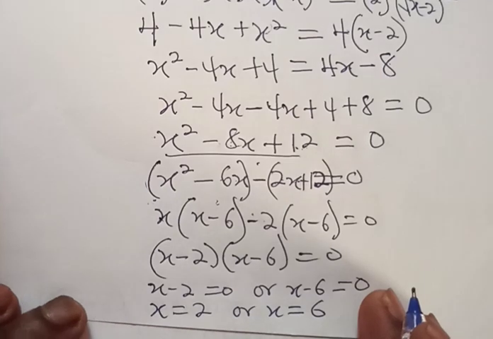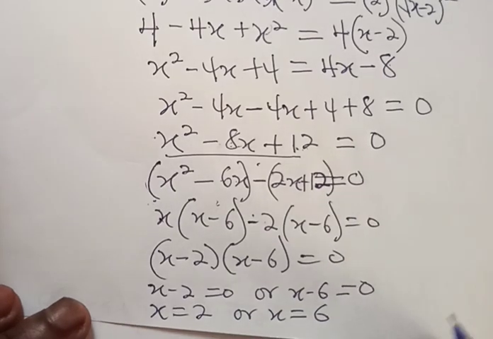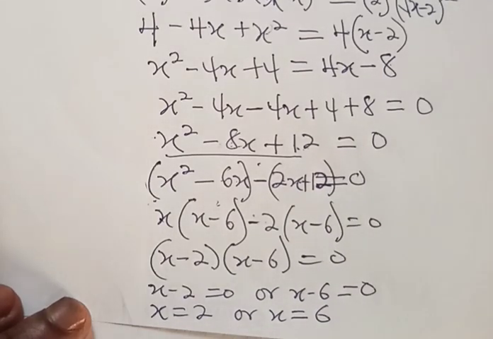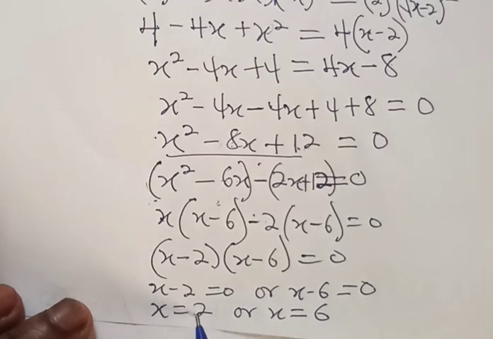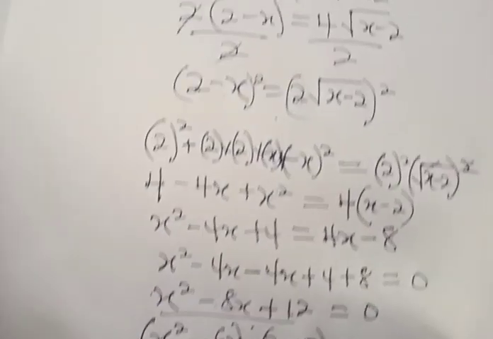So you ask yourself, is that our final answer? No, this is not our final answer. Now, whenever you are done, you have gotten the x equals to 2 and 6. All right, but you need to test and see whether the answer satisfies the condition, whether the 2 satisfies the condition in the question.